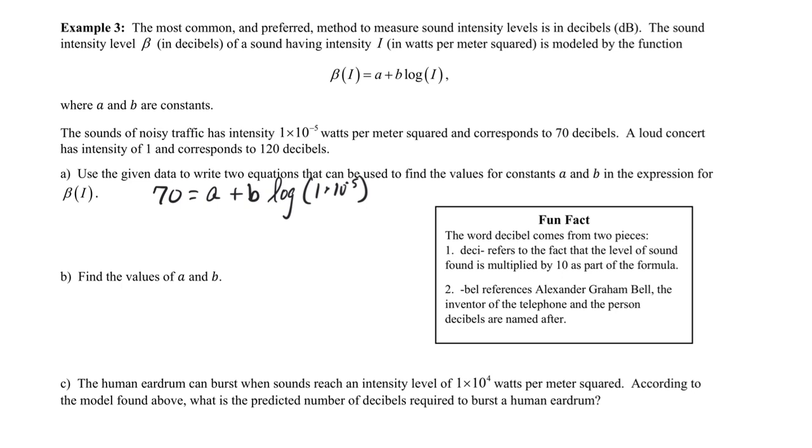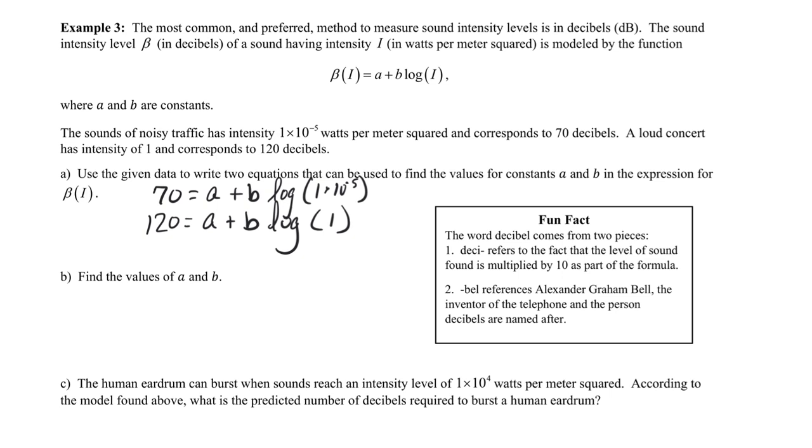And the second one says a loud concert has an intensity of 1, and it corresponds to 120 decibels. So what comes first? Well, decibels come first. So I'm going to put 120 equals A plus B log of the intensity, which in this case is 1. Okay? So we could definitely solve this one the exact same way that we did the other one, but this could be a question that said, hey, we don't get to use our calculators on this, and they're expecting you to know how to work this out.